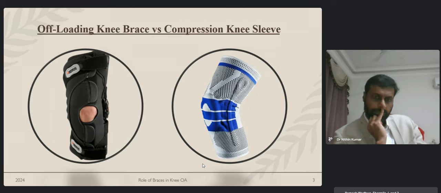The right side, the white one, is a compression sleeve. Nowadays it is available even in medical shops, and if you go online, you can easily find these compression knee sleeves. And the left side, the black one, is an offloading brace. What is the difference between these two?